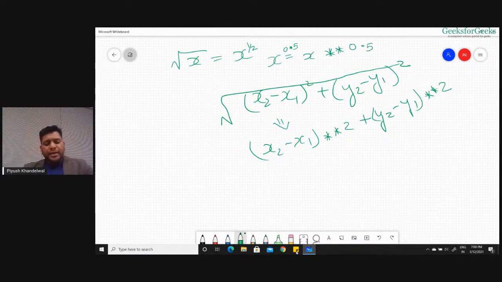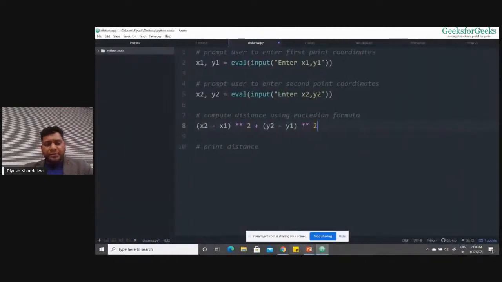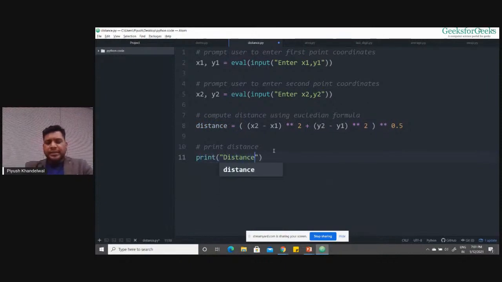So if we need to compute the square root of the whole expression, we can simply enclose this inside the parenthesis, and I compute 0.5 power of this whole expression. That means square root of the whole. Now I need to store the result of this expression in some variable. Let me name it as distance. Distance equals this value. Now I need to print the distance. So print distance is.